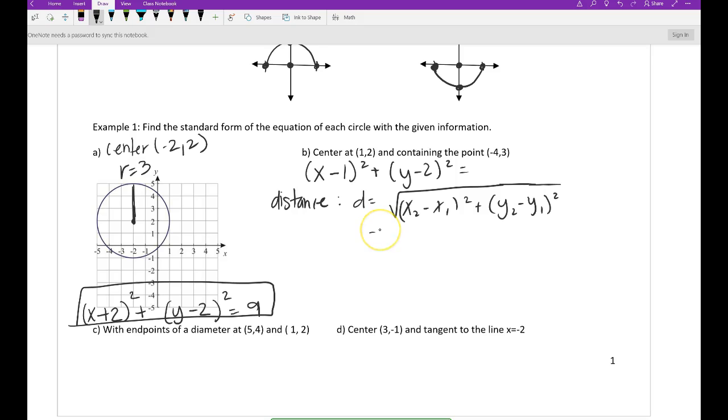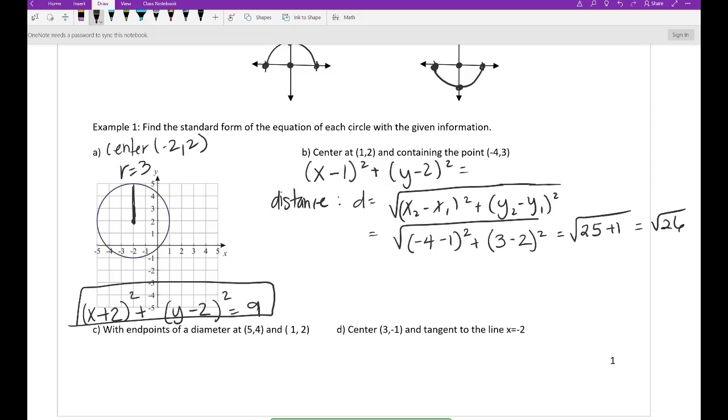Okay. So I'm going to plug in x1. I'm going to pick, or x2, it doesn't really matter. You can pick -4, -1, or you can switch them around because you're going to square it anyway. So it's always going to be positive. And then I'm going to take 3 minus 2 and square that. So -4 minus 1 is -5. -5 squared is 25, so that's 25. 3 minus 2 is 1. 1 squared is 1, so that's plus 1. That's 26 under the radical. Beautiful. Do I need to simplify radical 26?